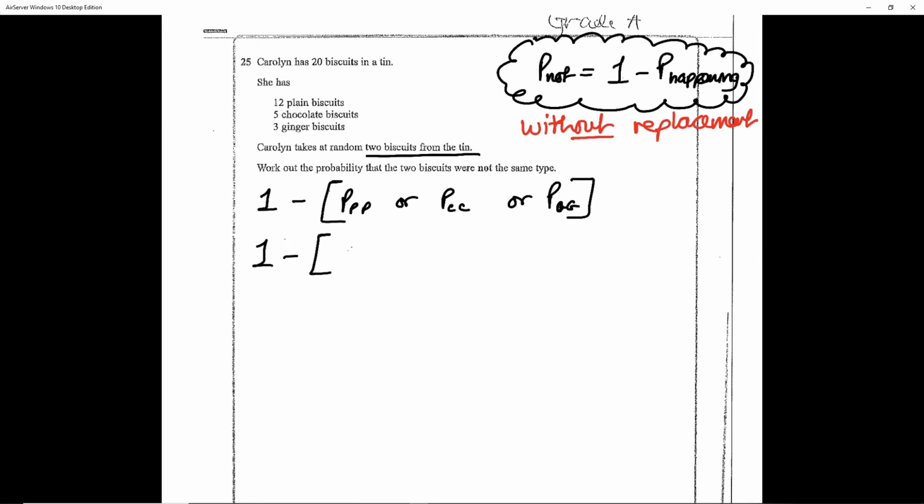Sorry. Probability of plain. Okay, let's have Salia. Probability of plain. So 12 out of 20 times by 11 out of 19, because you're picking the second one out. Or means add. Next one, Anaya. Probability of chocolate: 5 over 20 times by 4 over 19. Lovely. Let's have Eliza. Probability of ginger: 3 over 20 times 2 over 19. Okay, lovely.